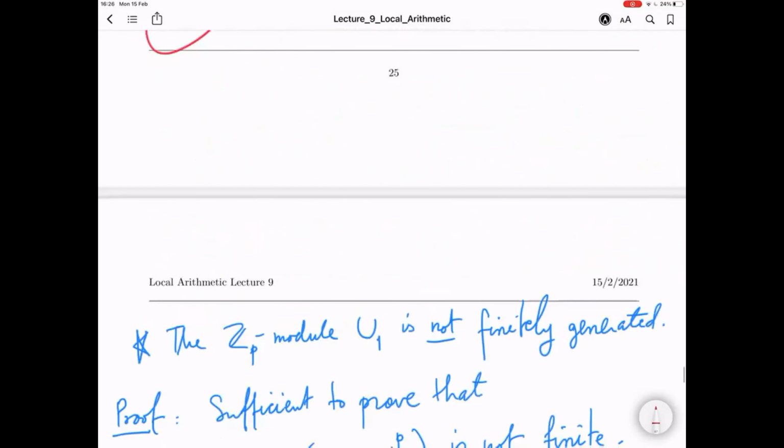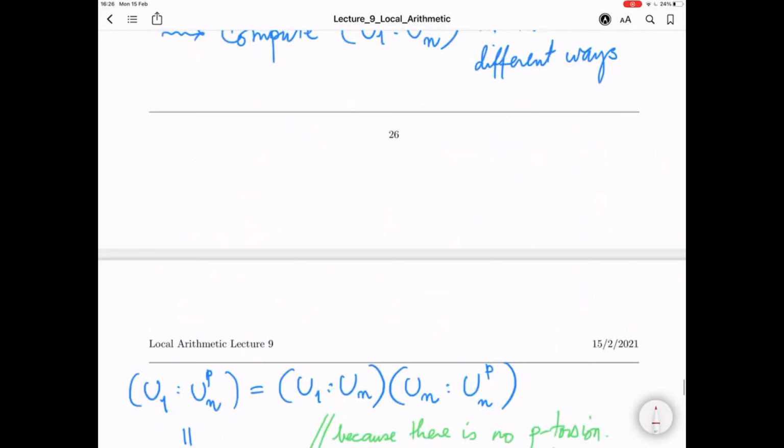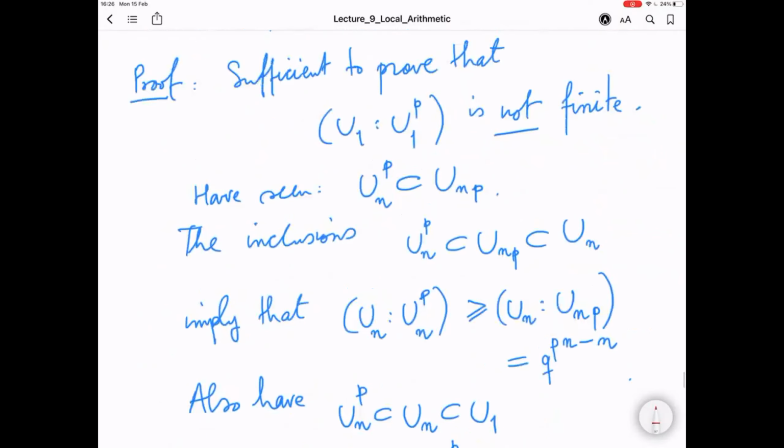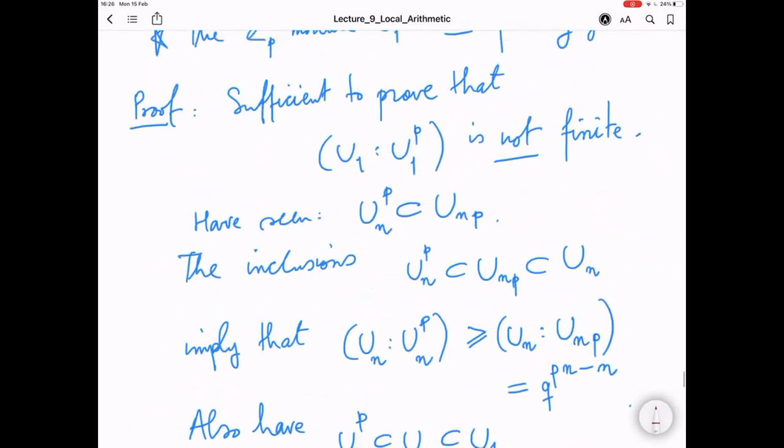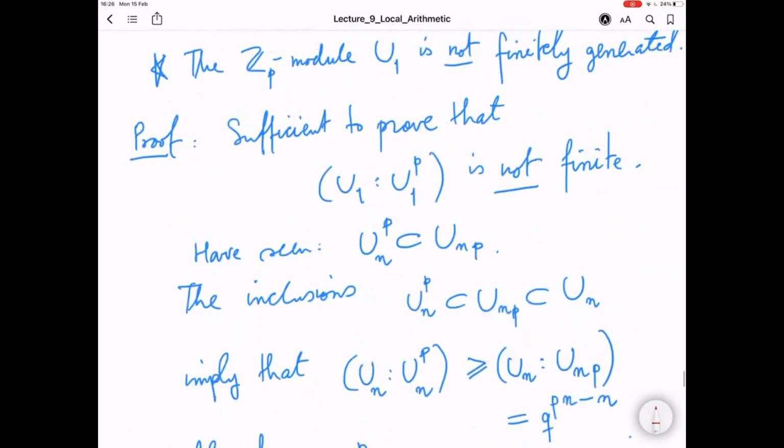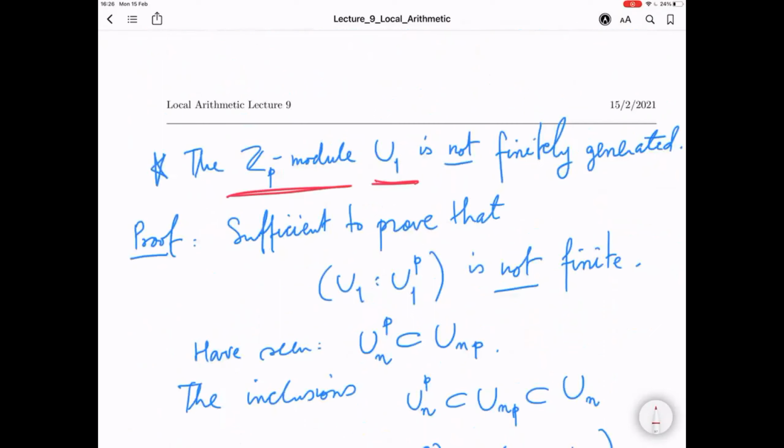And I don't know how much time I have, but maybe I have enough time to finish what I want to say today. Maybe I'll also take it up again tomorrow. But now we have made this U1 into a Z_P module. And the claim is that it's not finitely generated.